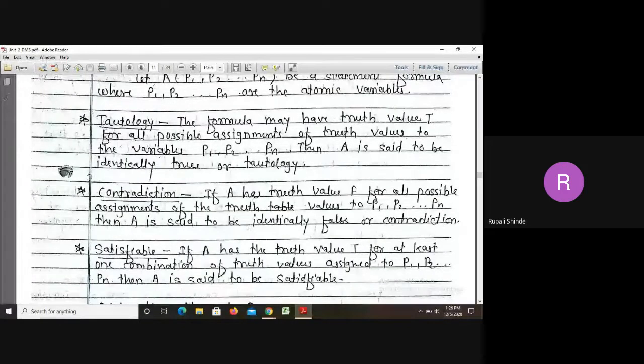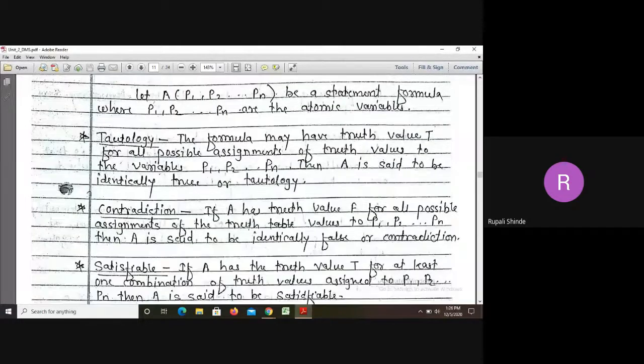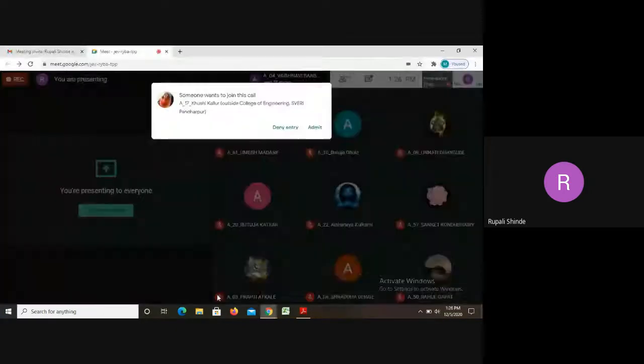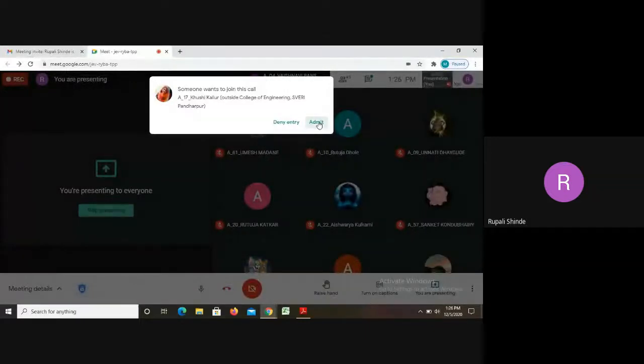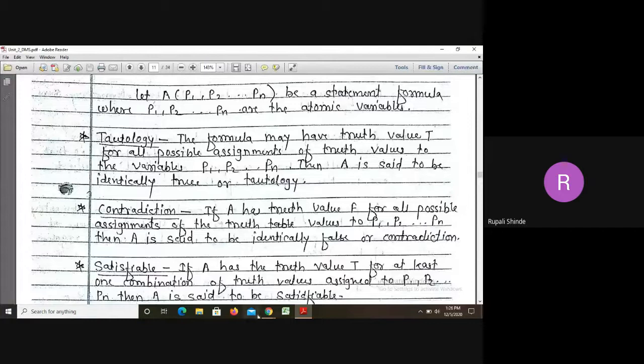So what is the meaning of tautology? If your last column contains all the values true, then that is called a tautology. The next term is contradiction. If your last column contains all the values false, then that is called a contradiction. And what is the meaning of satisfiable? Satisfiable means you should get at least one value true. So these are the terminologies.